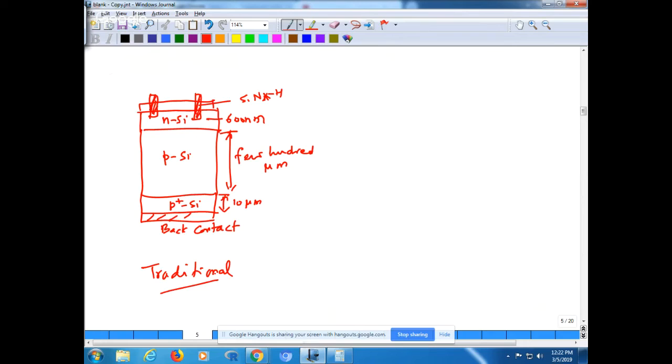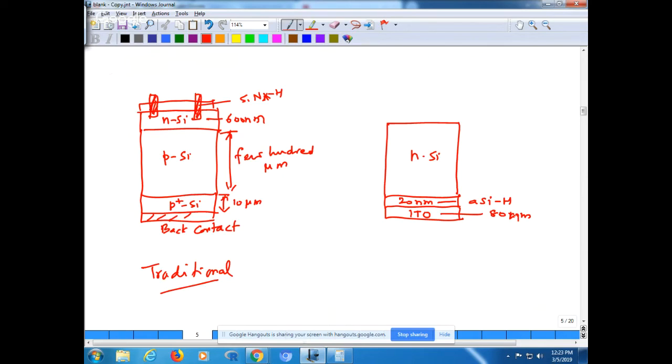In the HIT solar cell, what you have is N silicon. On the back, we have 20 nanometer amorphous silicon, that is hydrogenated. Then on the back, we have ITO electrode, which is 80 nanometer or so. And then we have back contact here. Okay. And so this is Czochralski silicon.